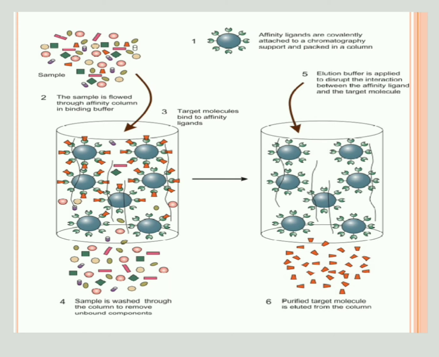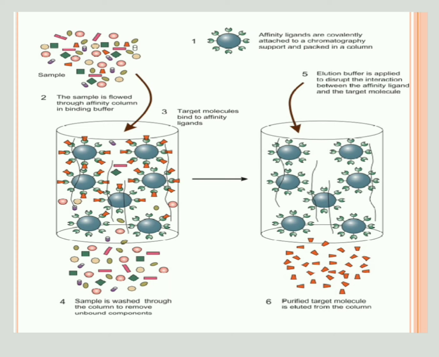As you can see here, first the affinity ligands are covalently attached to the chromatography support, which is packed in a column, and the sample is flowed through the affinity column in the binding buffer. Here the target molecules will bind to the affinity ligand, and the sample is washed through the column. Then the elution buffer is applied, and the purified target molecules are eluted from the column.